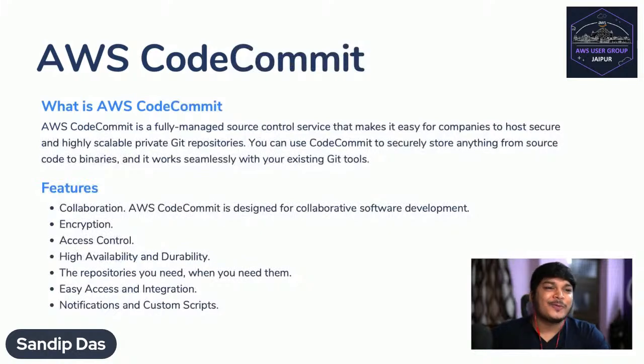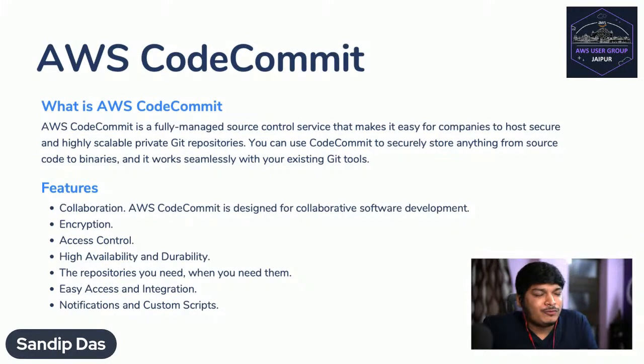And of course, as you might have guessed, it's about AWS CodeCommit. Now, what is CodeCommit? Let's go with the definition first, then I will explain in simple language. So AWS CodeCommit is a fully managed source control service that makes it easy for companies to host secure and highly scalable private Git repositories. Note that point, private Git repositories. You can use CodeCommit to securely store anything from source code to binaries, and it works seamlessly with your existing Git tools. Now, you heard the definition. I think most of you already got a good idea of what exactly CodeCommit is.